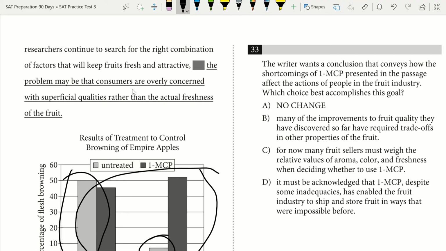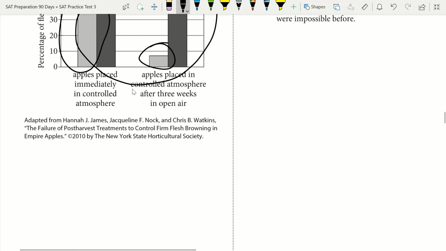The writer wants a conclusion that conveys how the shortcomings of 1-MCP presented in the passage affect the actions of people in the fruit industry. Which choice best accomplishes this goal? A, we have the problem maybe that consumers are overly concerned with superficial qualities rather than the actual freshness of the fruit. No, we want to talk about people in the fruit industry. B, many of the improvements in fruit quality they have discovered so far have required trade-offs in other properties of the fruit. No, we want to talk about the actions of people in the fruit industry. C, for many fruit sellers, they must weigh the relative values of aroma, color, and freshness when deciding whether or not to use 1-MCP. Yes, that's correct. That's talking about their actions. They have to weigh the pros and cons. So our answer would be C for 33.